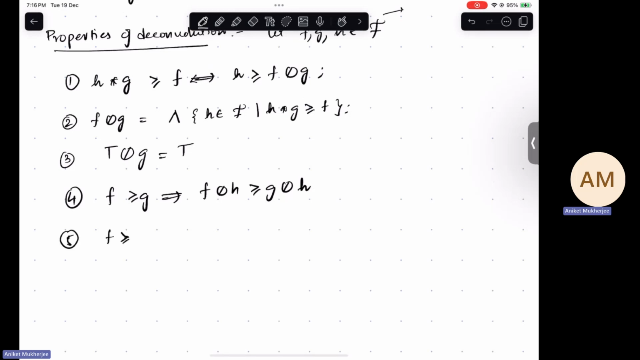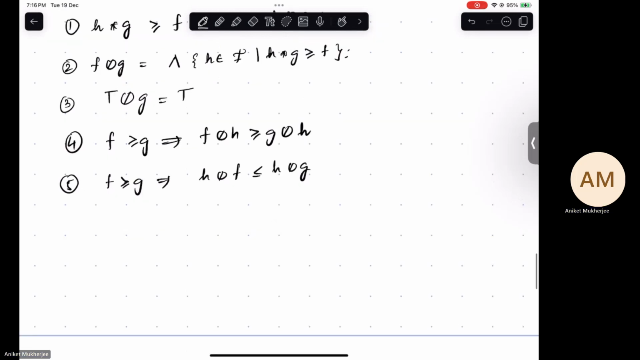So if f is greater than or equal to g, this implies h deconvolution f is less than or equal to h deconvolution g. So it holds for the deconvolution operator. If you do a left side operation, then the inequality holds. If you do a right hand operation of deconvolution for functions, then the inequality flips.